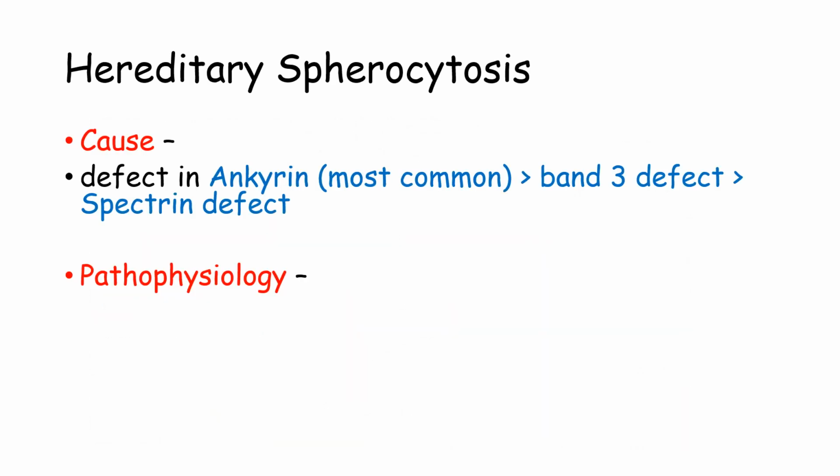As I have already told you, in this disease there can be a defect in the ankyrin protein, which is the most common defect, followed by band 3 defect and then the spectrin protein defect.